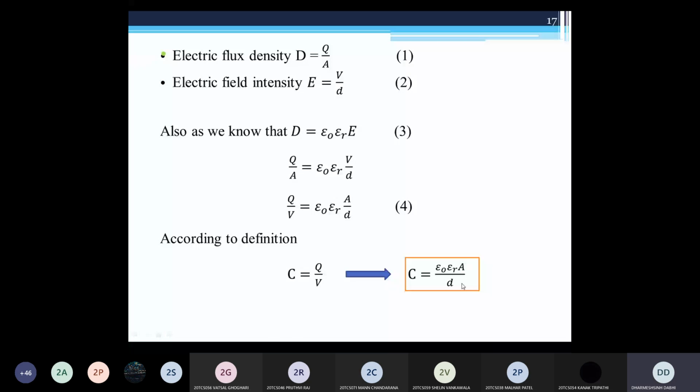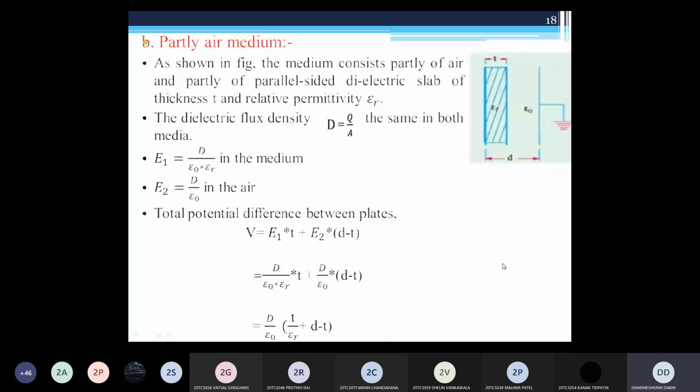Now the next point: suppose two different insulating materials are placed between two conducting plates. Here in this figure you can see that one insulating material has relative permittivity ER and the other is air. As you know, the air permittivity is equal to epsilon 0 because the relative permittivity for air and vacuum is 1. So epsilon is equal to epsilon 0 for air. And one is the insulating material which has relative permittivity ER. The thickness of this insulating material is T, and the total distance between the two plates is D.